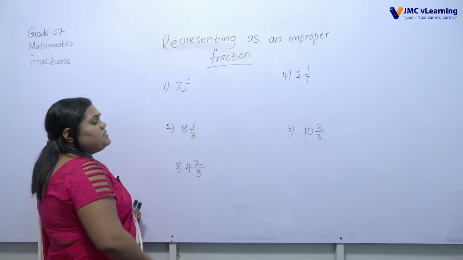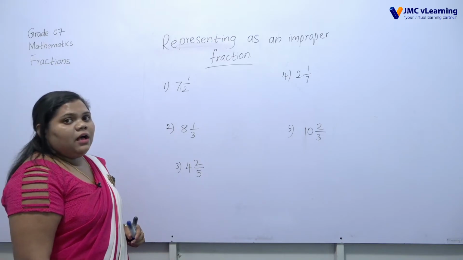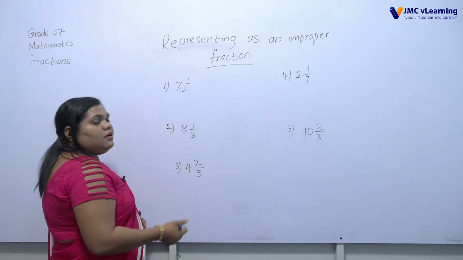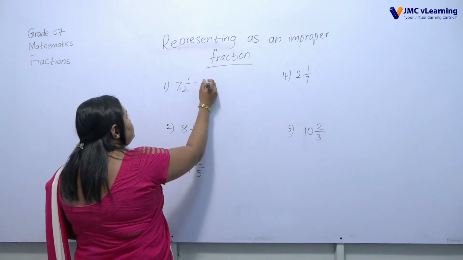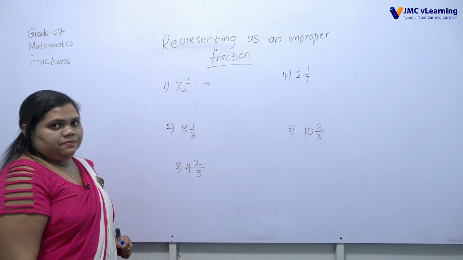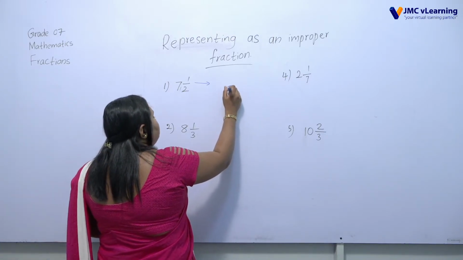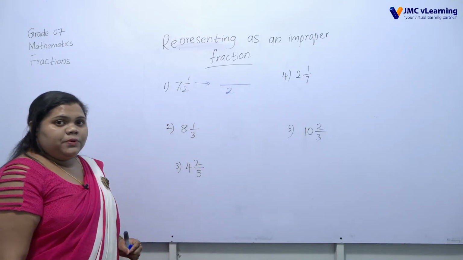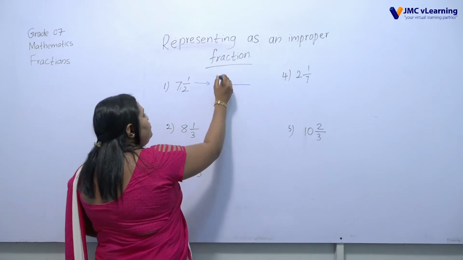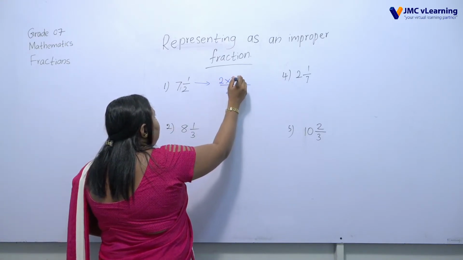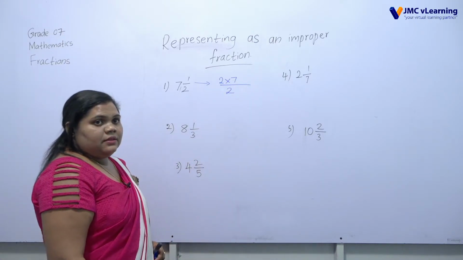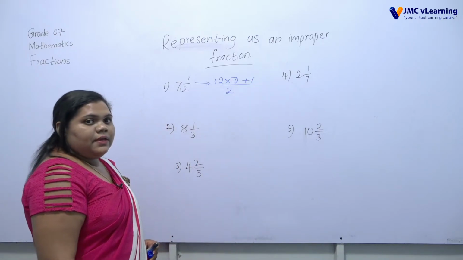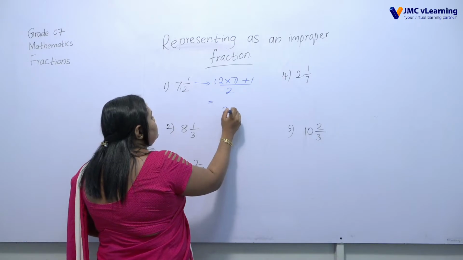First, what is this number? 7 and a half, or 7 and 1 out of 2. Now we are going to convert this into an improper fraction. Can you change the denominator? No, you cannot change the denominator. Now we are going to find the numerator. You want to multiply the denominator and the whole number together, and after that you want to add the numerator for that.